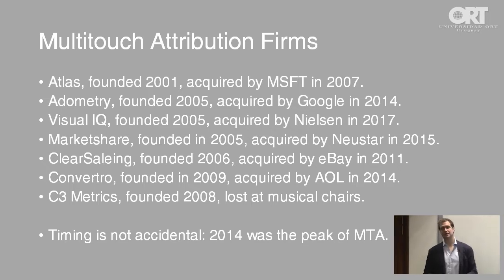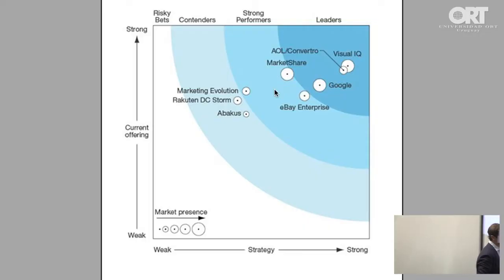So all of these companies were acquired by big companies, and you can look at the years when this happened. The timing is not accidental. I think 2014 was really the peak of expectations for multi-touch attribution. And everybody was like, okay, if we are going to be smart with our data and smart with our marketing, we need a company that specializes in this. And so all of these companies, except for C3, got snapped up.